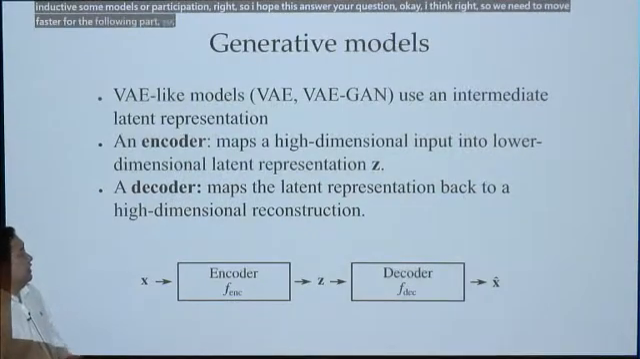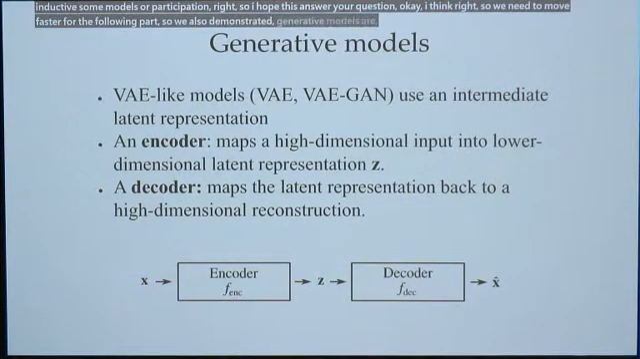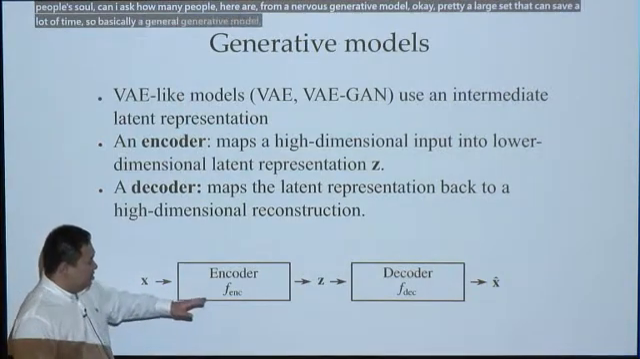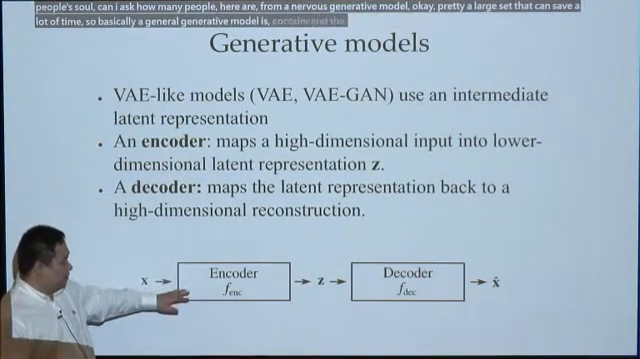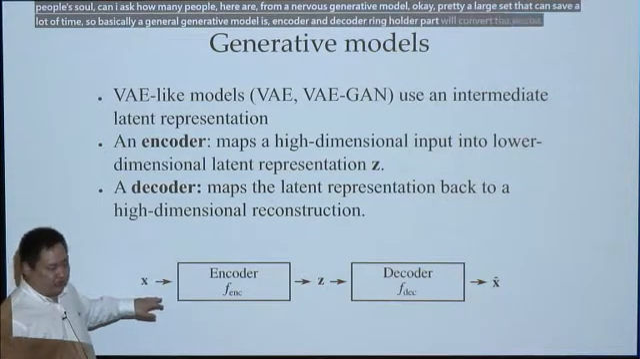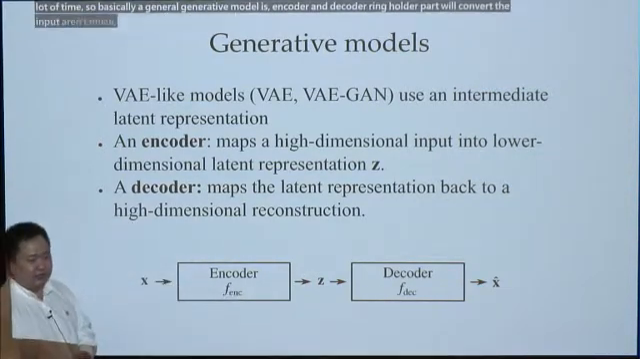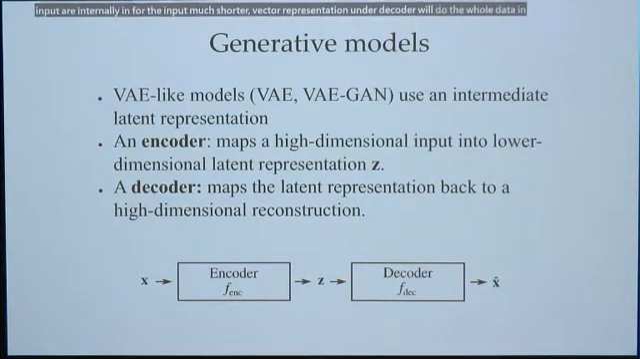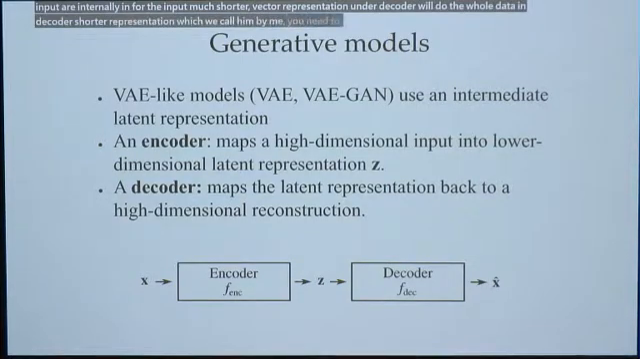Okay, I think we need to move a little faster for the following part. We also demonstrate that generative models are also vulnerable to these kinds of adversary examples. Can I ask how many people here are familiar with generative models? Okay, pretty a lot. So then I can save a lot of time. Basically, a generative model contains an encoder and a decoder. The encoder will convert the original input into a much shorter vector representation, and the decoder will decode the shorter representation, which we call embedding, into the original vector.